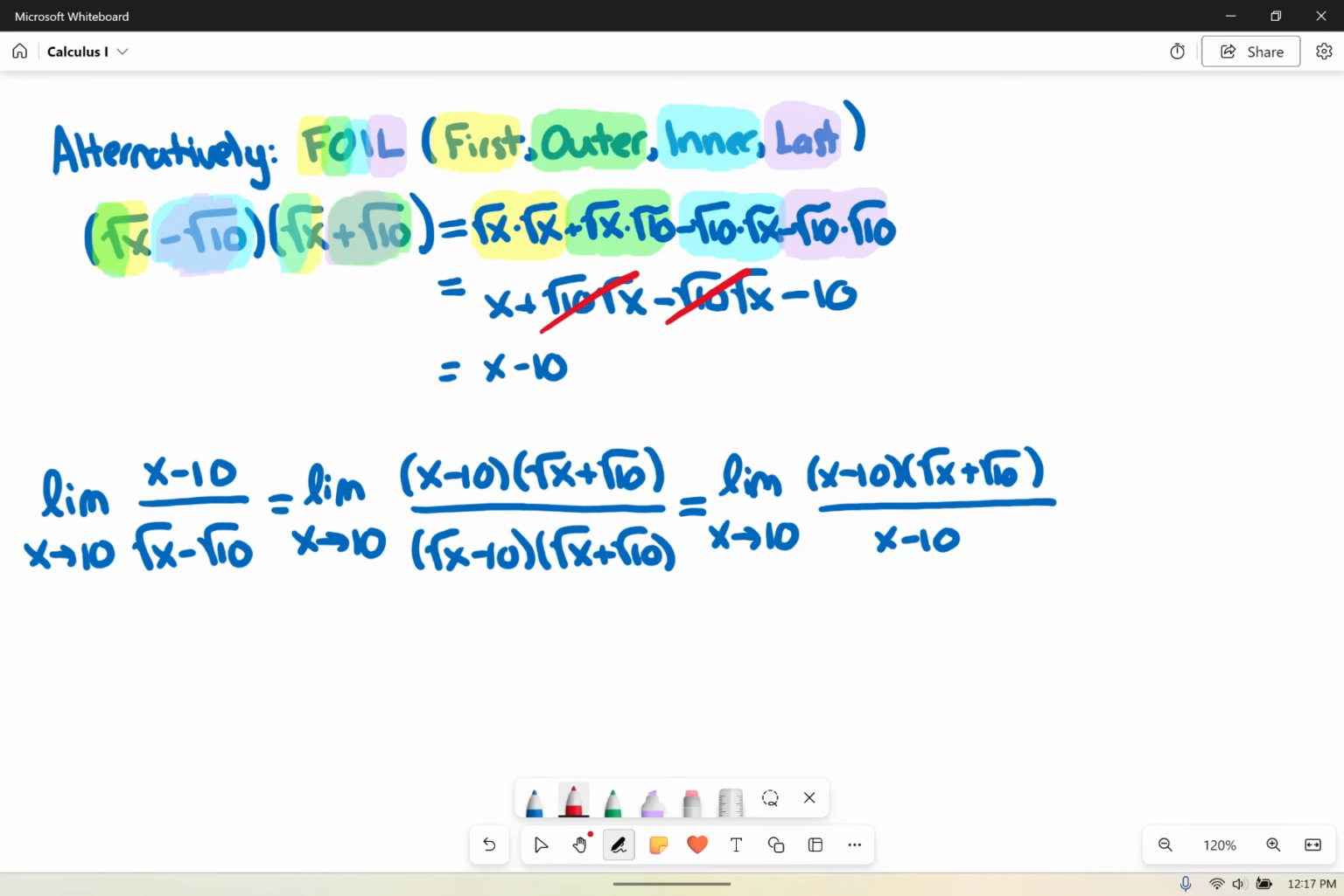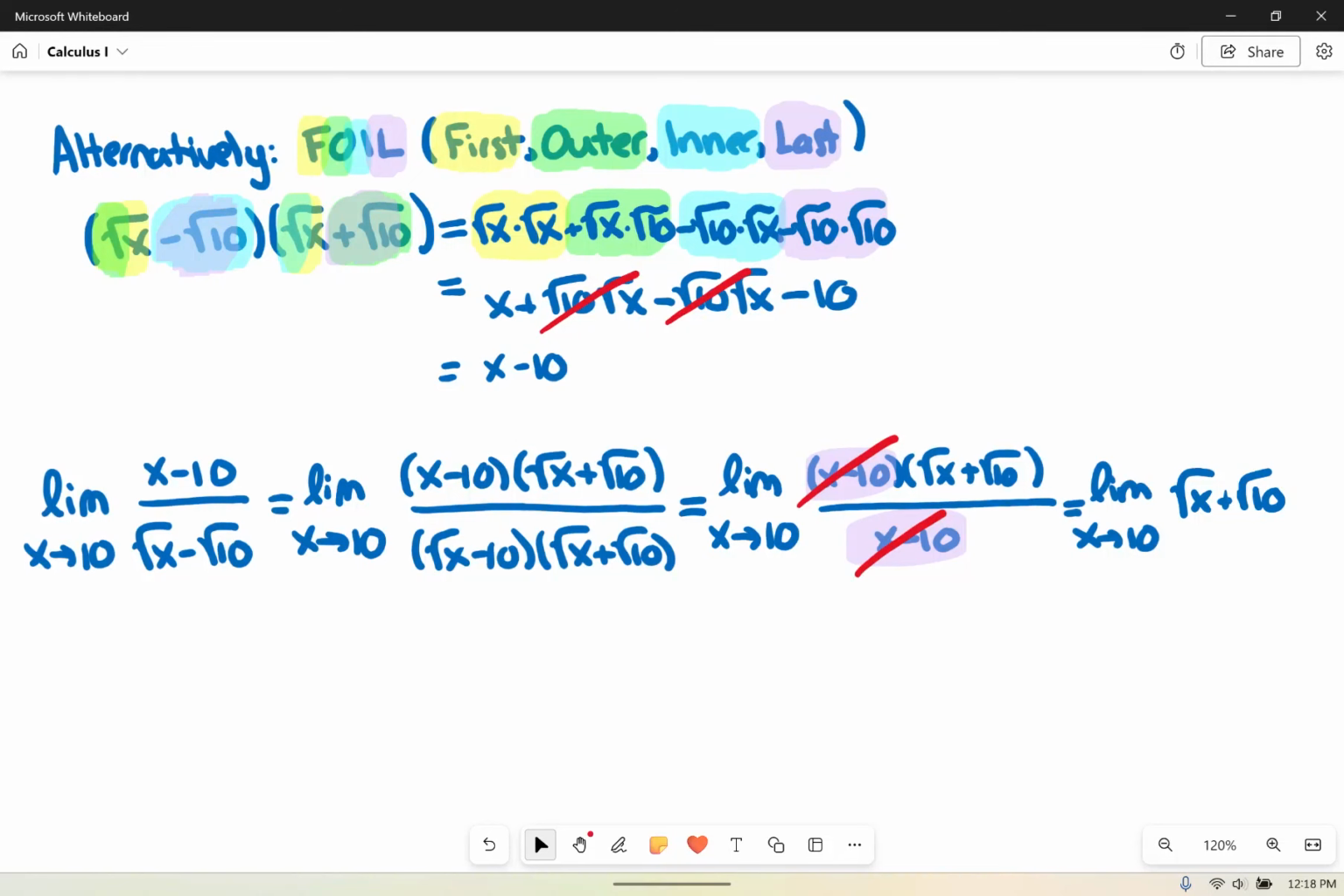If I had, I might have missed that the numerator and the denominator have a common factor, x minus 10. Once I cancel that factor, I can say that the limit as x approaches 10 of x minus 10 over the square root of x minus the square root of 10 is equal to the limit as x approaches 10 of the square root of x plus the square root of 10.